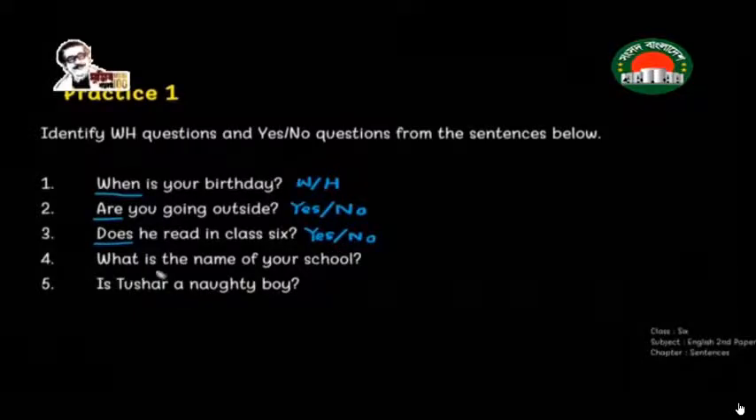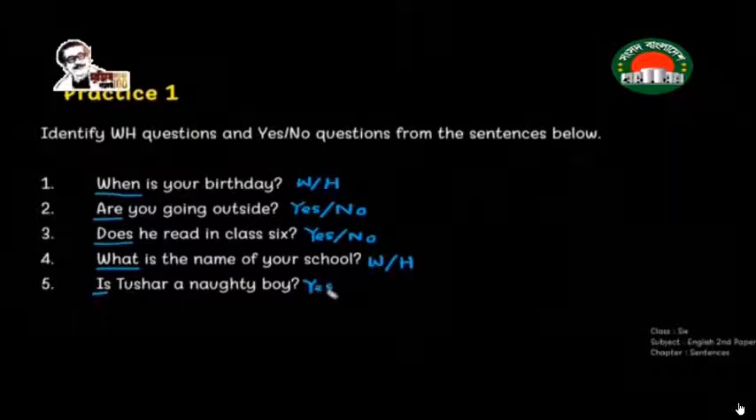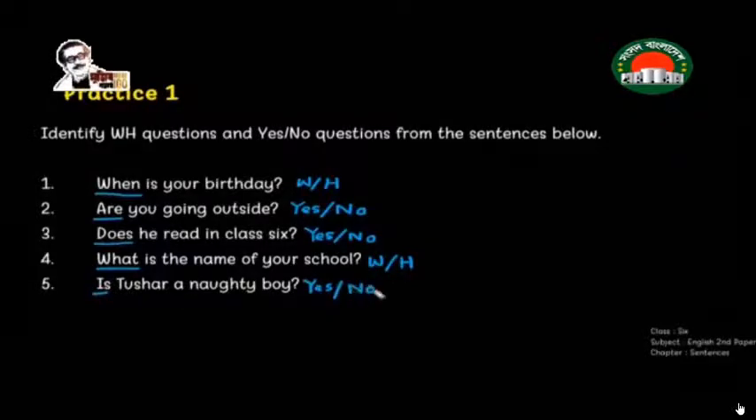So number 4, what is the name of your school? This question starts with a WH word. So undoubtedly, this is a WH question. Is Tushar a naughty boy? This question starts with an auxiliary verb. And at the same time, we can answer yes or no. So it must be a yes, no question. Exactly. So I think it is really clear to you.